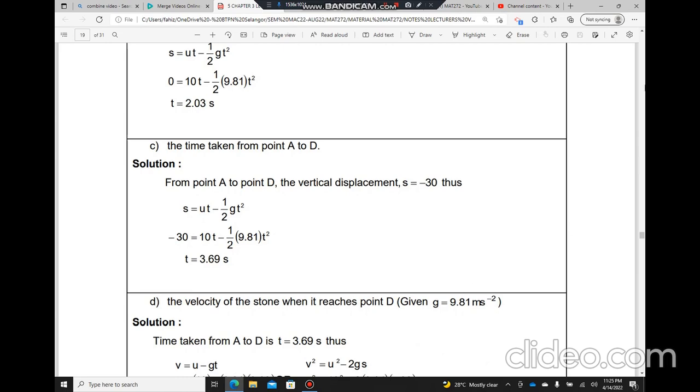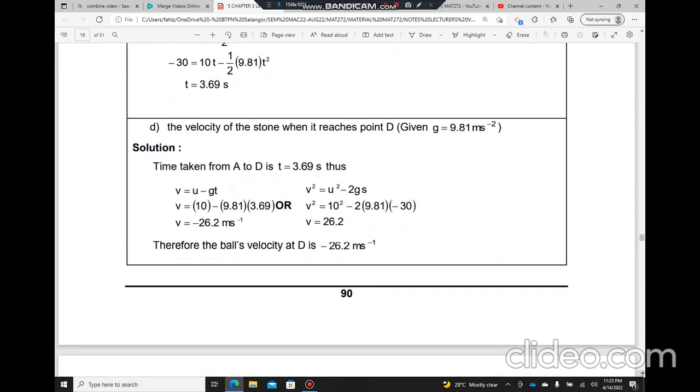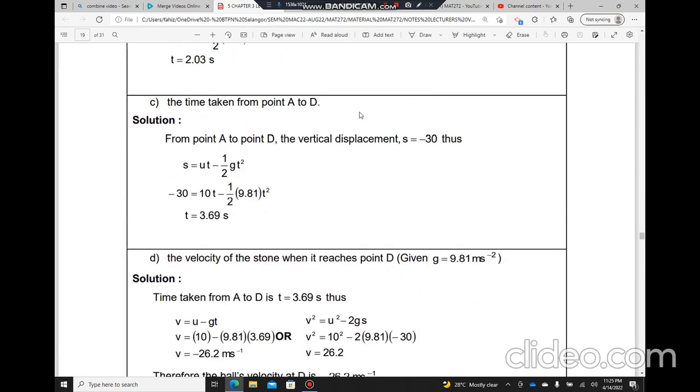Okay, then last one, the velocity of the stone when it reach point D. Kelajuan bila dia sampai tempat D, dia sampai ke bawah ni. Okay, dekat tanah, bila dia sampai ke tanah ni. Okay, how we solve this one? So you can use time taken from A to D is T equals to 3.69. Sebab tadi kita dah kira dah based on question C, kita dah kira masa yang diambil daripada A ke D. So masa yang diambil adalah 3.69. Sekarang ni dia nak velocity daripada A ke D.